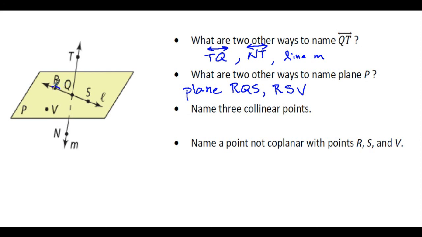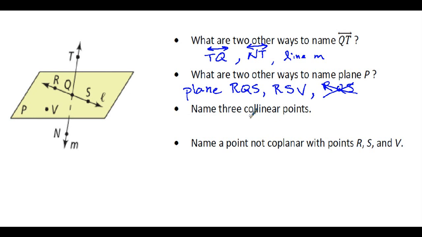Well, what about points R, Q, and S? Could I use plane RQS? Okay, the answer is no. Remember, it's on a straight line. It actually has to make a plane itself. So this is on a straight line, so that one doesn't work. We can't use that one, so that one's out. All right, let's move on to the next thing.